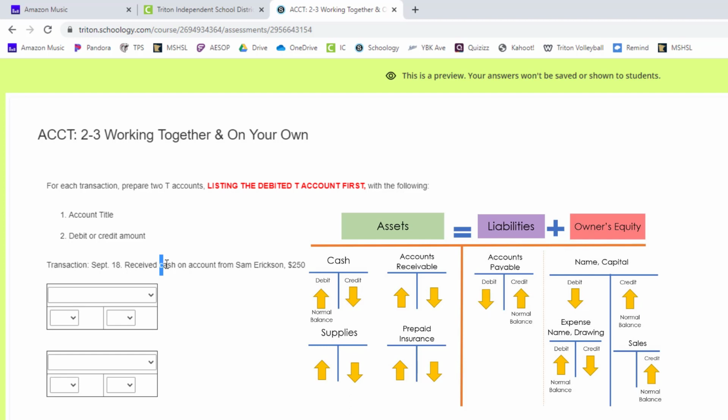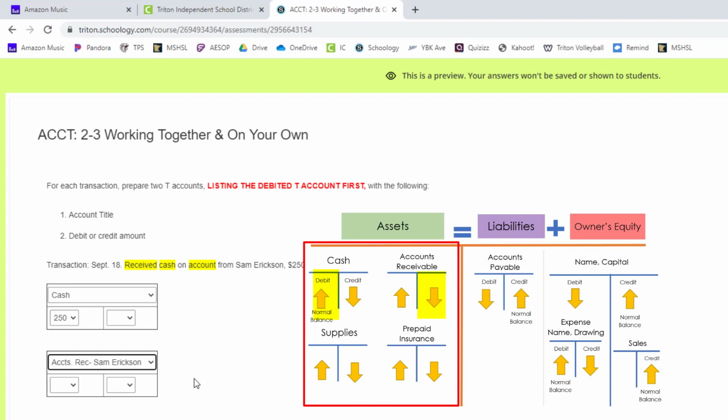September 18th, received cash is my keyword, and then account is my second keyword, and its buddy here is received. So cash increasing for reception is a debit, so that'll go on top, debit's on the left. Accounts receivable is my second account title. And remember, this affects only one side of the accounting equation, so it's opposite symbols. So a decrease to accounts receivable is a credit. Credit's on the right. I have a debit, I have a credit, I'm good.